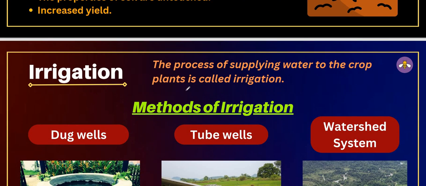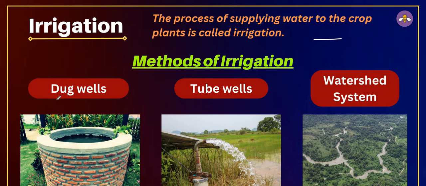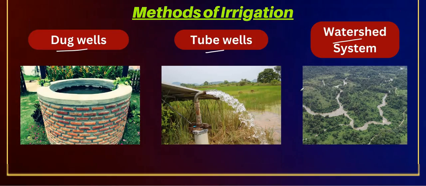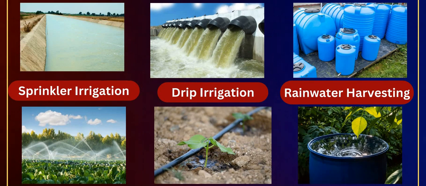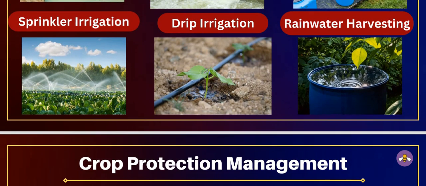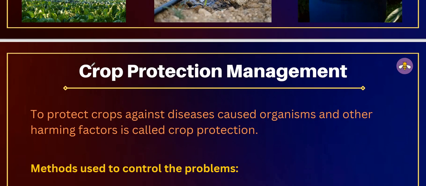Next we have irrigation. The process of supplying water to crops at regular intervals of time is known as irrigation. Methods of irrigation: dug wells, tube wells, watershed system, canals, river lift system, tank system, rainwater harvesting, drip irrigation, sprinkler irrigation.